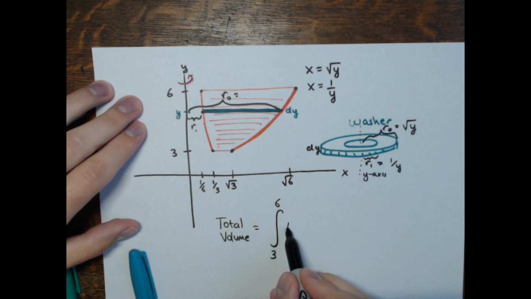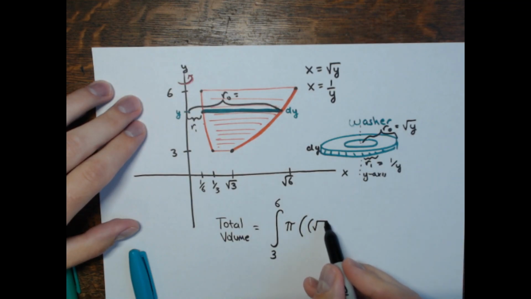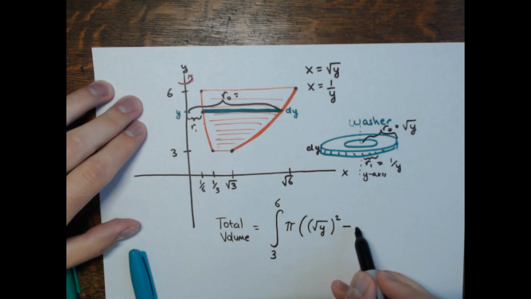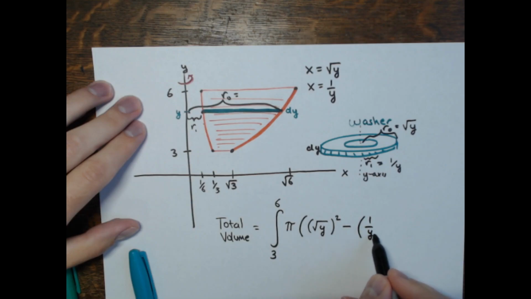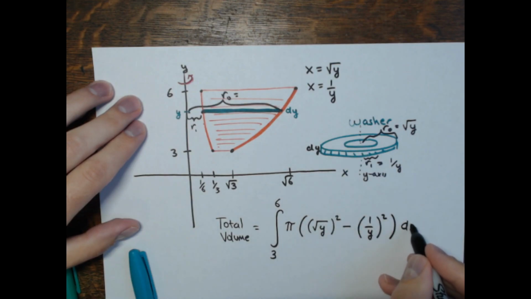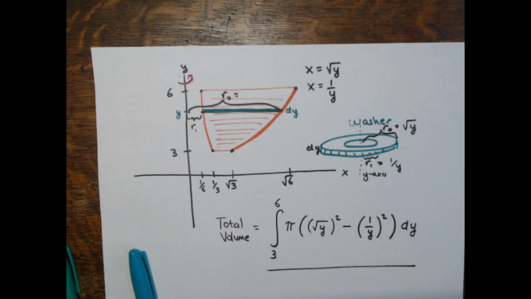And the volume of a washer would be pi times the quantity, the outer radius squared. So that's square root of y squared, and I know that would just be y in a second, but then minus the inner radius squared, which is 1 over y squared. That whole quantity, and then times the thickness. So this is the area of the big circle minus the area of the little circle inside that's cut out, and then times the thickness dy. And this is what they want. That's all they want, is to set up the integral that would find the volume of the shape created.